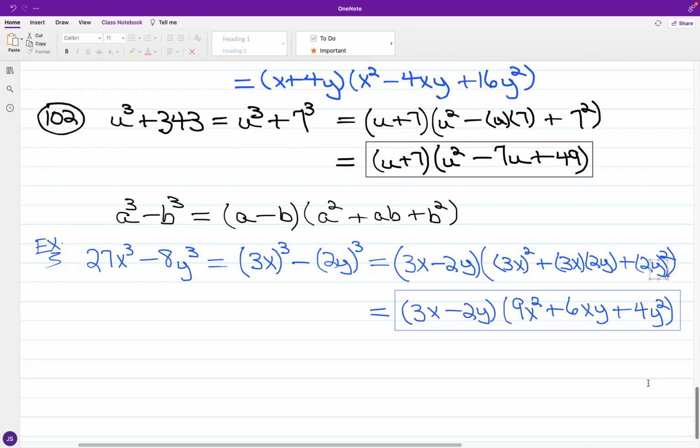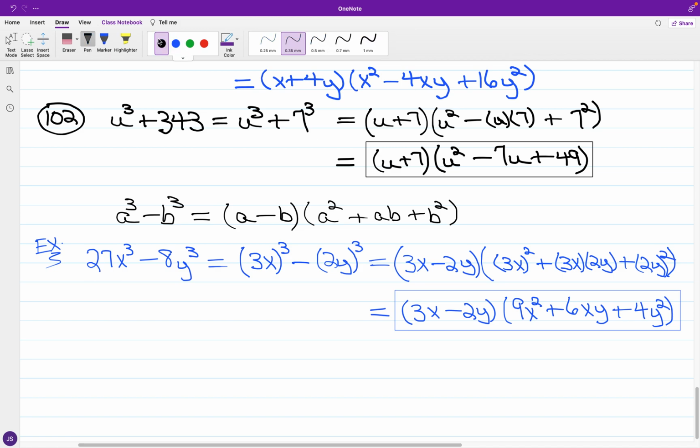And we have from the set where the existence of a difference of cubes occurs, we have in 106, we're looking at factoring 27m to the 12th minus 64n to the 9th. Alright, so for 27m to the 12th, again the cube root of 27 is 3.